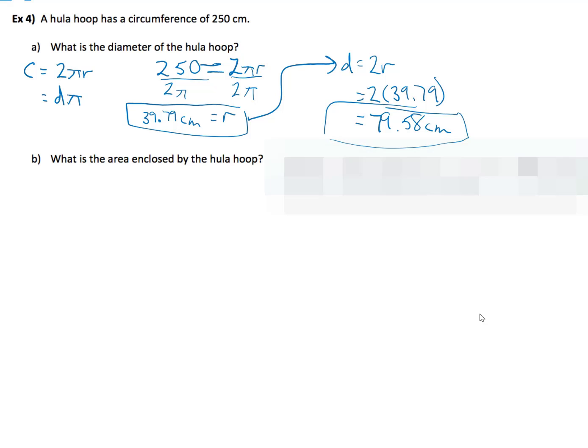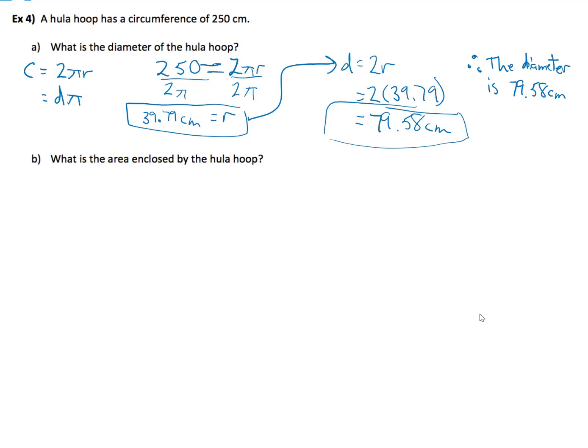However, I still want you guys to get used to c equals 2 pi r because that's the formula that you use repeatedly throughout grade 10 and 11 as well. And then we have our therefore statement because this is a word problem. The diameter is 79.58 centimeters. Okay, what's the area enclosed by the hula hoop?